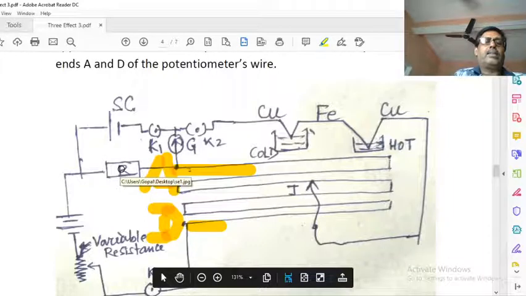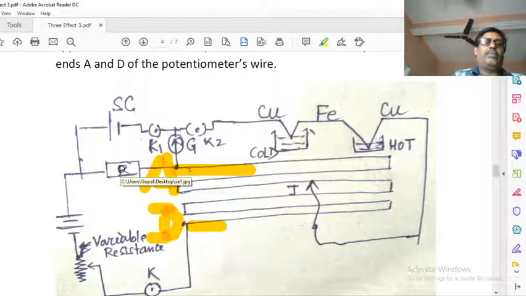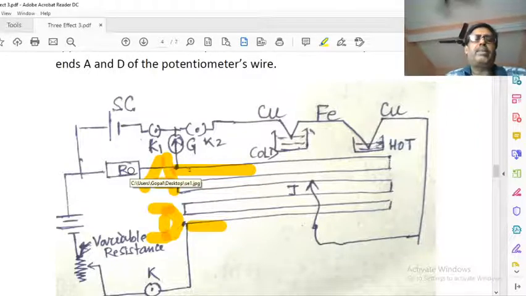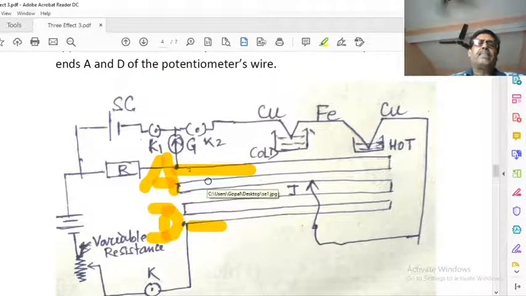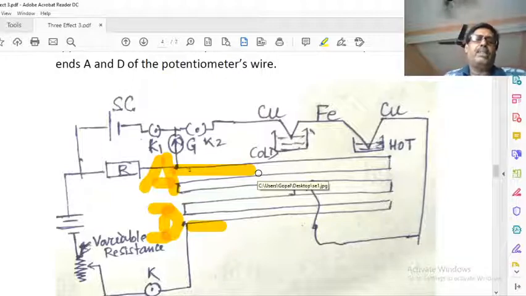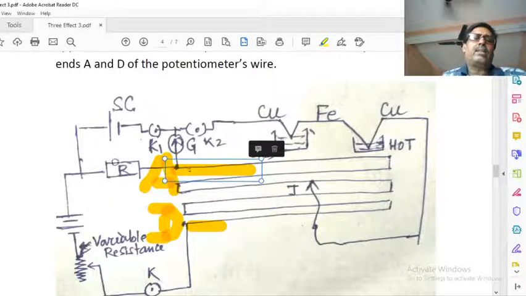And this is a large value resistance. Now you may ask why the large value resistance: because the EMF developed in the Seebeck effect is of the order of 10 to the minus 6 volt. So in order to compensate the voltage, we connect a large resistance in series with the potentiometer.